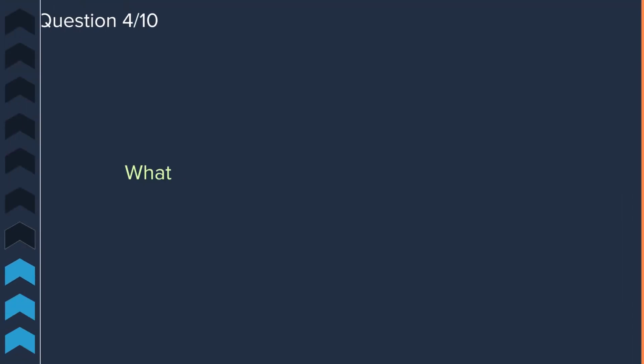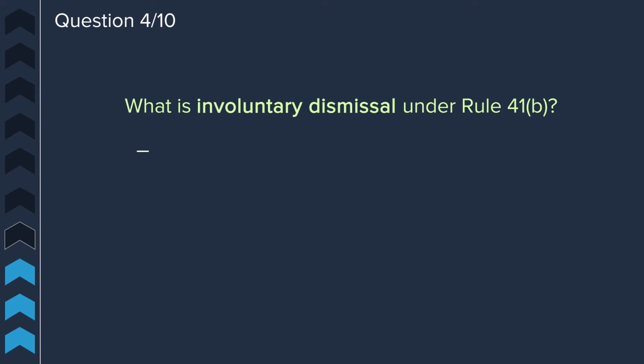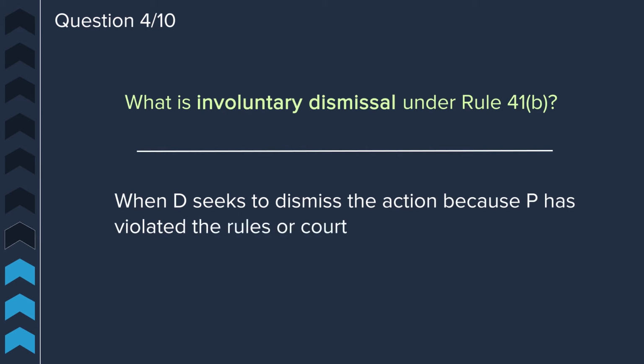Question 4. What is an involuntary dismissal under Rule 41(b)? An involuntary dismissal under Rule 41(b) is when the defendant seeks to dismiss the action because the plaintiff has violated the rules or a court order. This is governed by Rule 41(b).